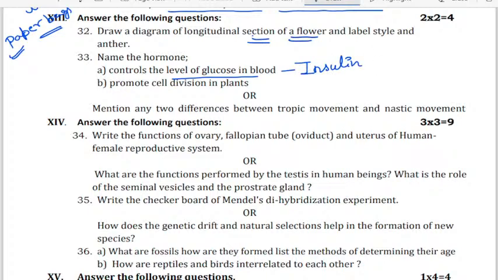Next, which hormone will promote cell division? Which hormone will promote cell division?